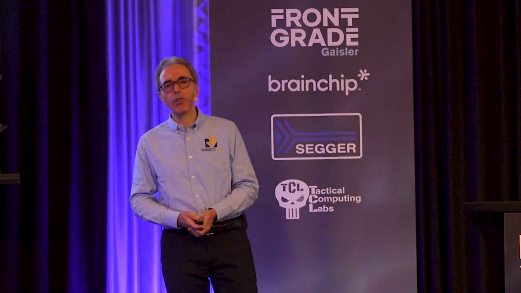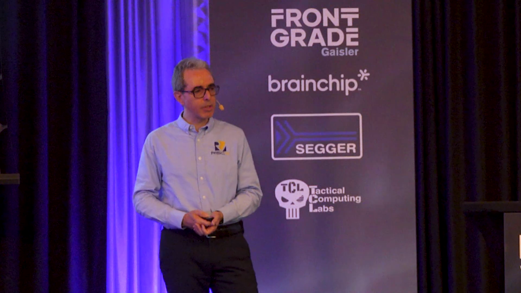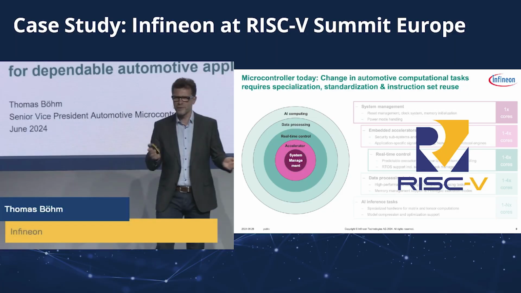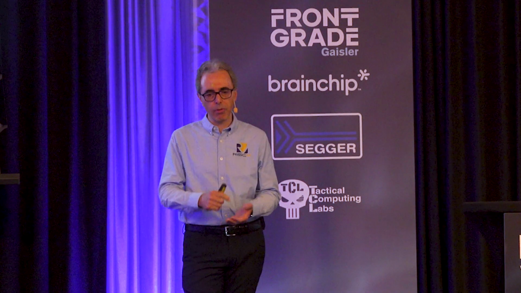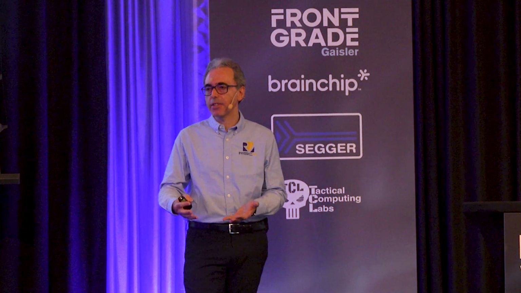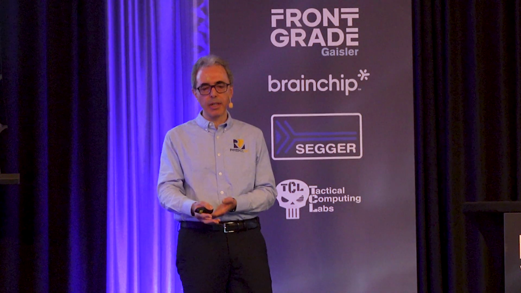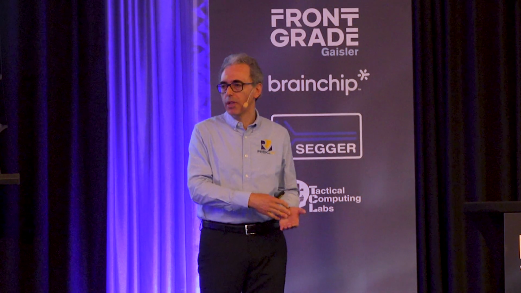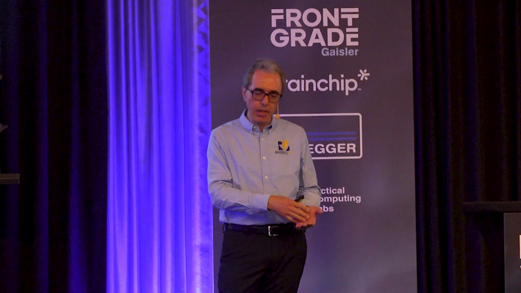Last year, Infineon gave a keynote at the RISC-V Summit, and Thomas Mohm mentioned that one of the values that Infineon finds in RISC-V is that the same ISA can be used across the entire architecture of an automotive platform. And Infineon announced that their automotive roadmap is based on RISC-V, from tiny microcontrollers up. The same ISA can be used in the AI accelerator, in the ECU, the electronic control unit, and the engine control unit.